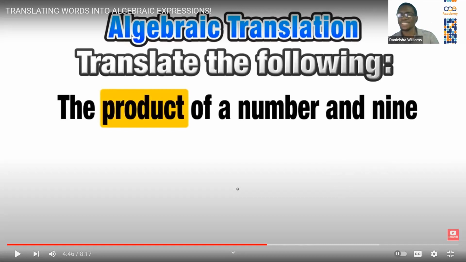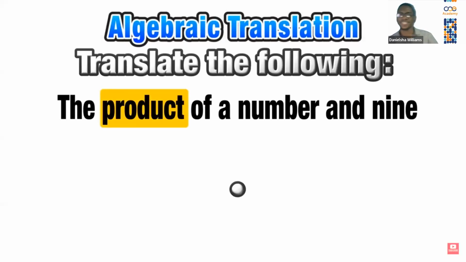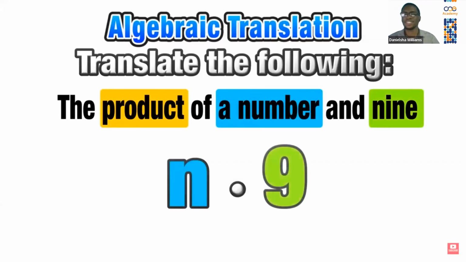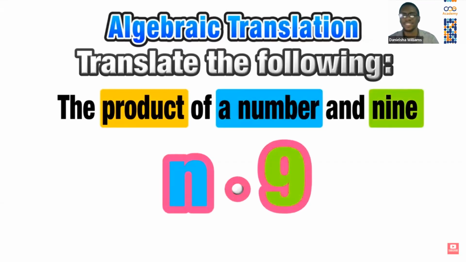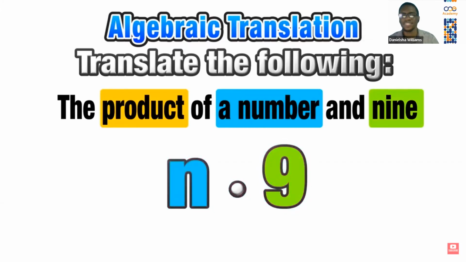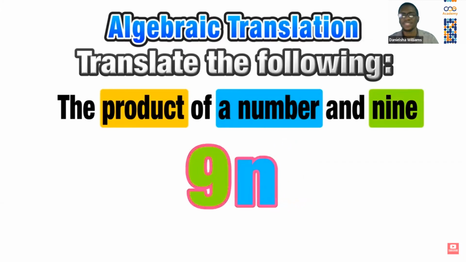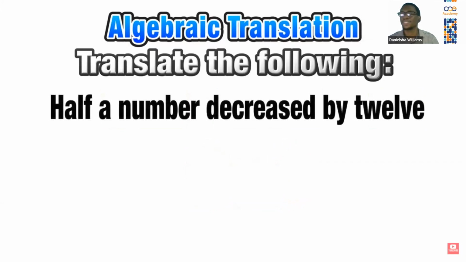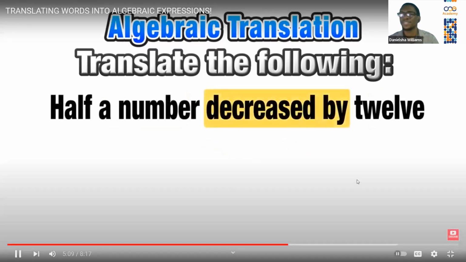Let's see what he said. So we know that product just means to multiply. And what we're multiplying together is a number, we'll call it n, and the number 9. Now, n times 9 is fine, but we'll more commonly see it written as 9n without the multiplication sign, but that means 9 times n. Next, we have the phrase half a number decreased by 12.